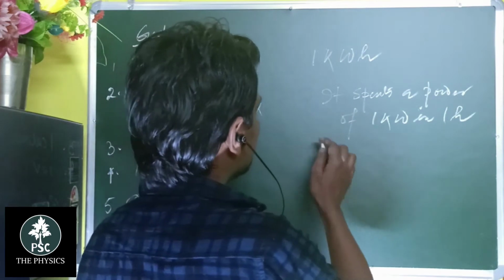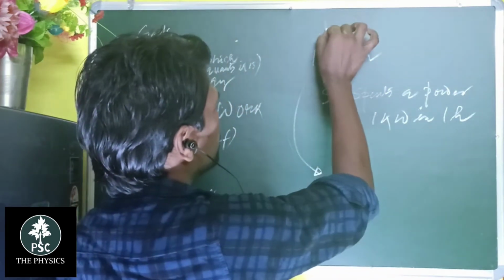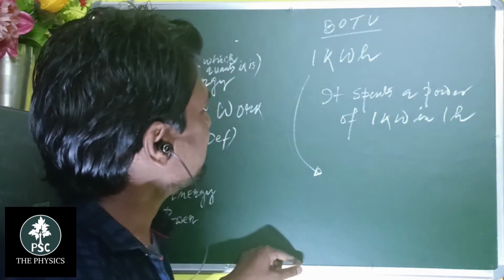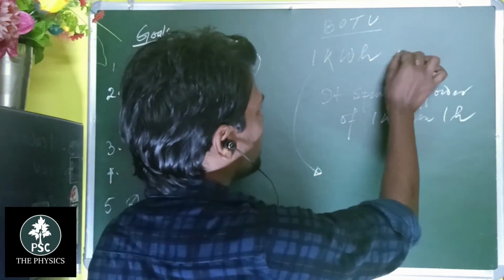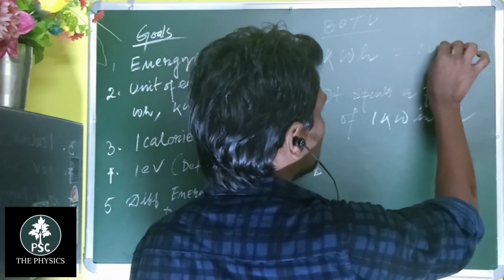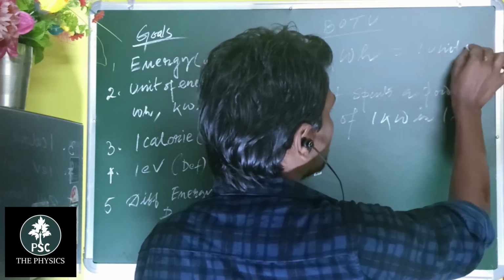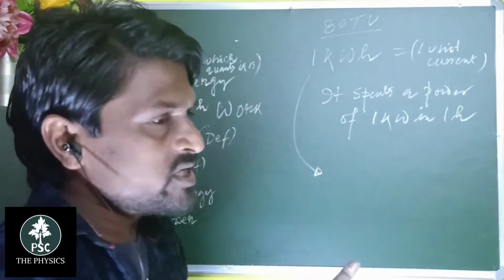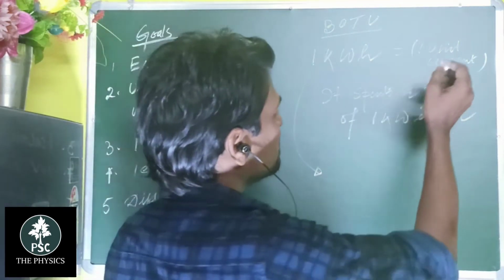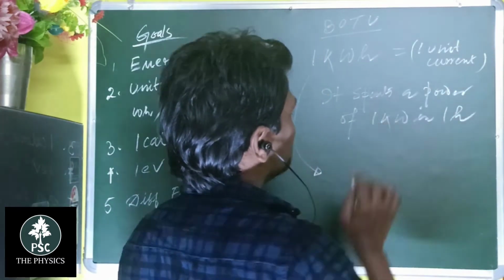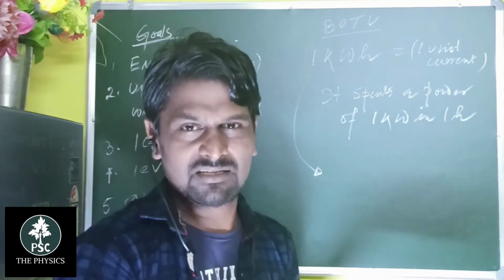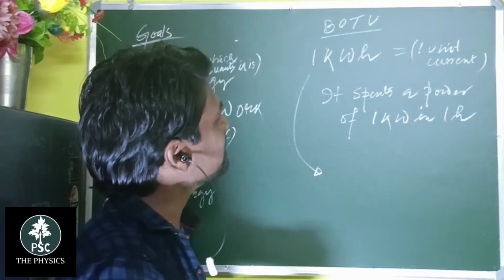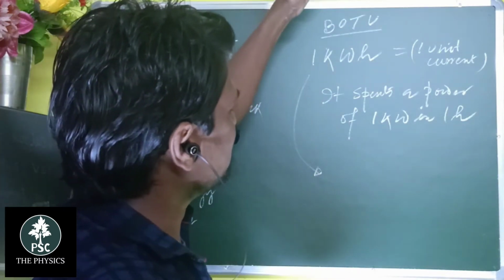Mainly we can say that this is the board of trade unit, BOTU. What is the board of trade unit? That is 1 kilowatt hour, or 1 unit of current. Current here means energy: 1 unit consumption of electricity. That is 1 unit of current, normally speaking. So it is a board of trade unit.